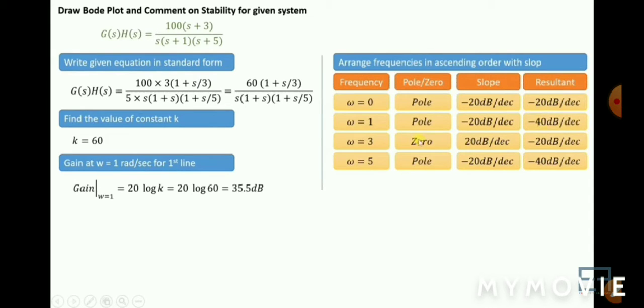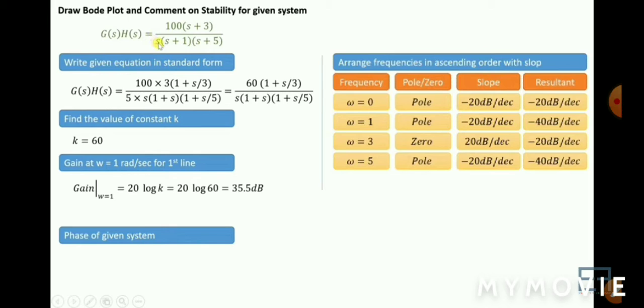Next, omega equals 1. Previously we had minus 20, and again minus 20, so it becomes minus 40 decibel per decade. Similarly, at omega equals 3, previously minus 40, then plus 20 for the zero, so minus 40 plus 20 becomes minus 20 decibel per decade. Then omega equals 5: previously minus 20, so it becomes minus 40 decibel per decade. So, this is the resultant magnitude plot.